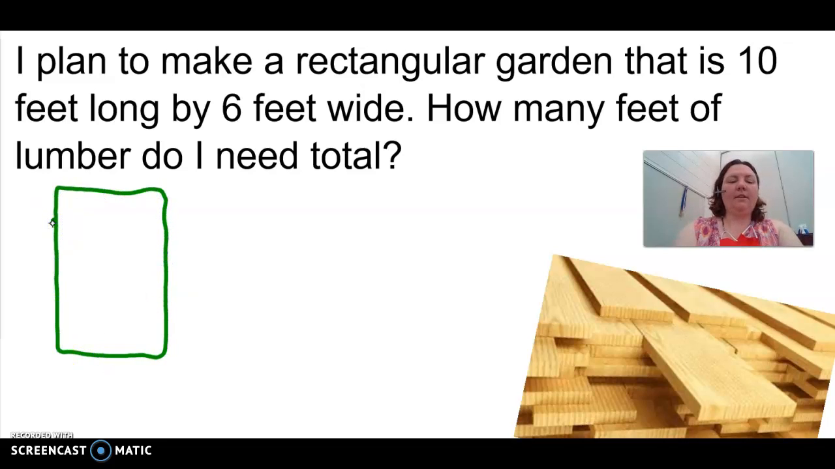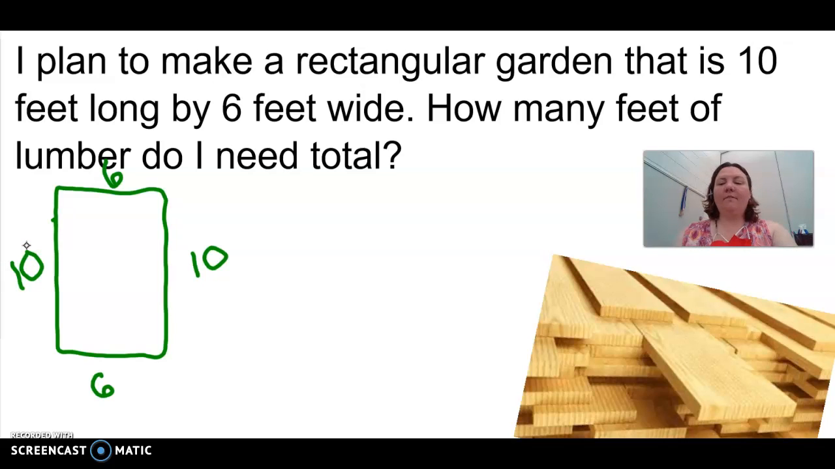Okay. And it's going to be 6 feet wide by 10 feet long. The first thing I notice and double check is that my units are the same. I'm in feet and feet, so I don't need to worry about checking units. They're already the same. Well, if one side of my rectangle is 6, the other side is also going to be 6. And if one length is 10, the other is going to be 10.